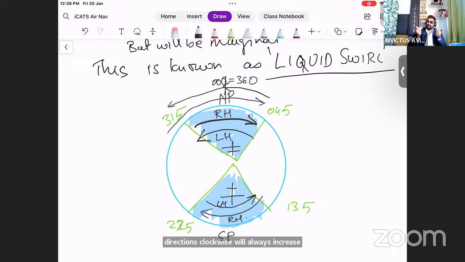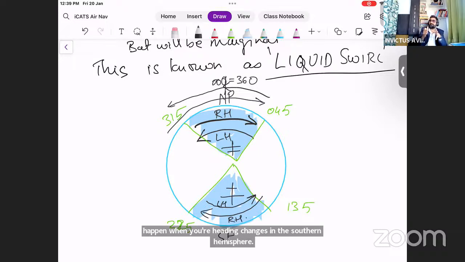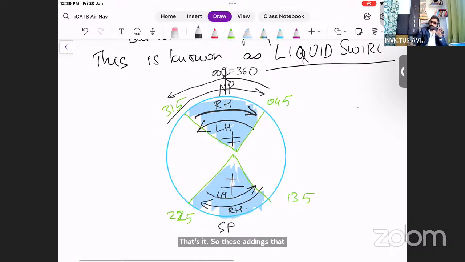This is another technique to master general navigation, in-flight navigation, and other things. The reversal can happen for you in a southerly heading, but clockwise, again, you are getting an increase. So the reversal is actually not happening if your heading is southerly. The reversal will happen when your heading changes in the southern hemisphere. That's it. These headings that I have made are the basic headings with respect to our cardinal point system.